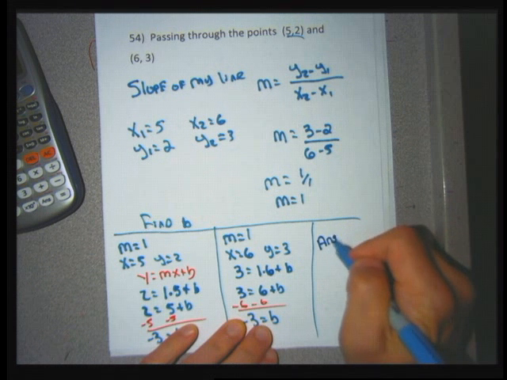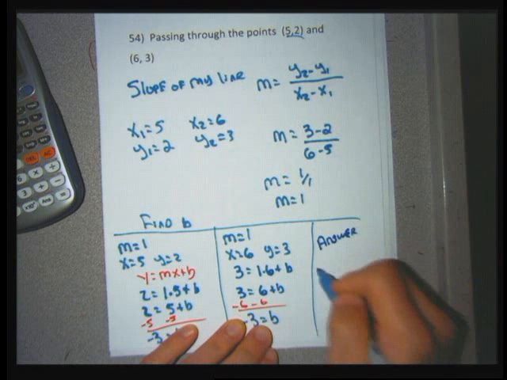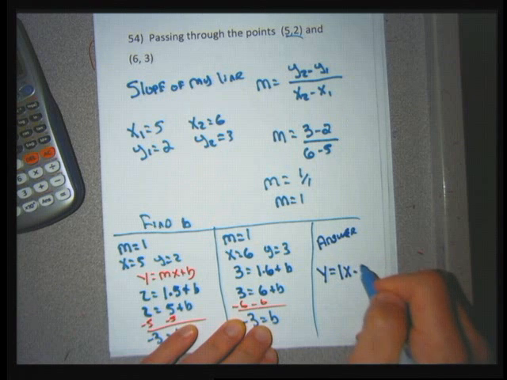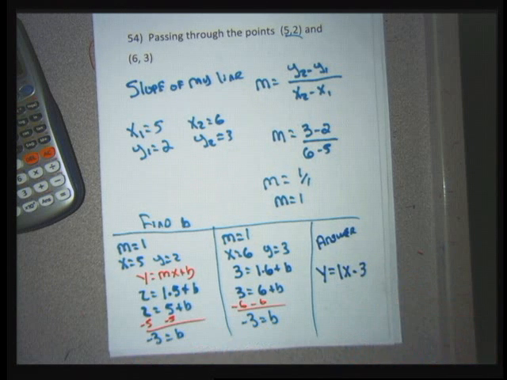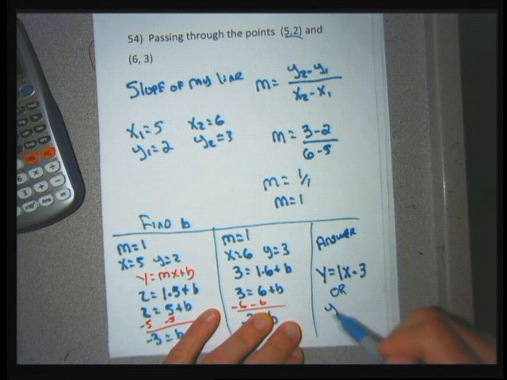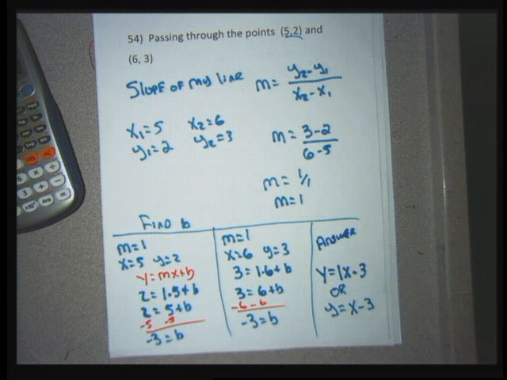My answer needs to be an equation of a line. The number to the left of the x is the slope. The number after the x is the y-intercept. I don't need to show the 1, but it's not wrong to show the 1. So writing y equal to 1x minus 3 or y equal to x minus 3 is going to be perfect.